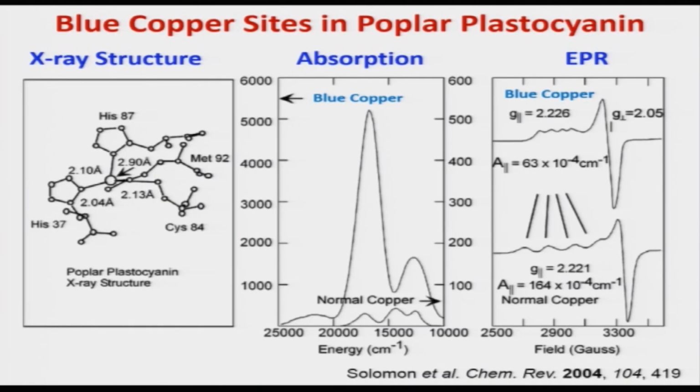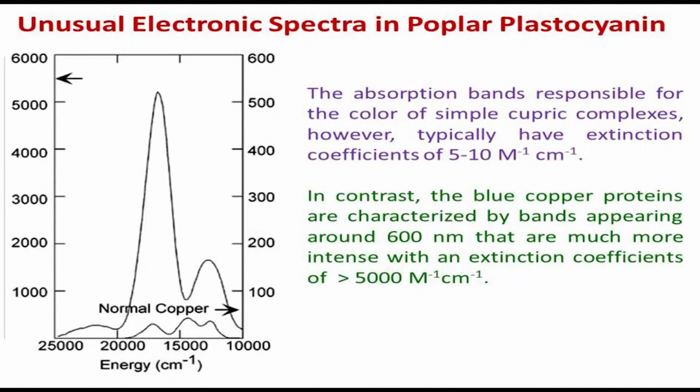Now, some of these spectral features are shown here for poplar plastocyanin. The X-ray structure is shown here, and this is the absorption. You can see the huge difference between blue copper and normal copper, and the EPR is also shown here, compared between the blue copper protein and normal copper, and there is a huge difference. Now, I will discuss them one after another, starting with the electronic spectra of the copper center in poplar plastocyanin.